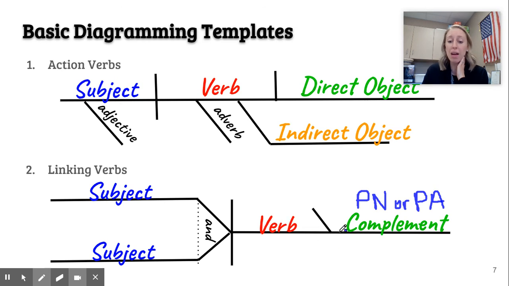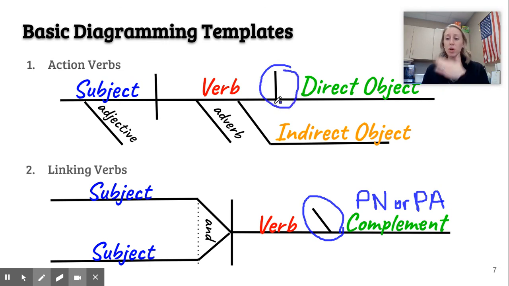But do not forget that the line has to be different. These lines separating your verb from your complement are what are going to show me that you know if it's a direct object or a PN or PA. So it is of vital importance that you get these lines correct. Just know if you have an action verb, you better have a straight up and down line. If you have a linking verb, you better have a slanted line. Just remember that.